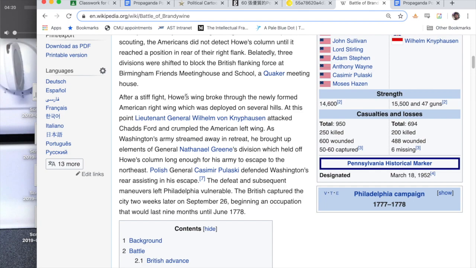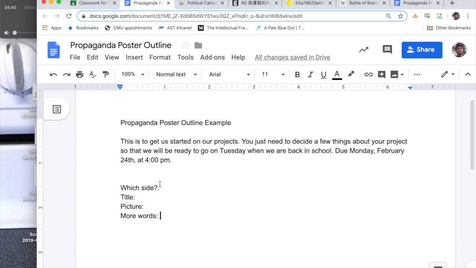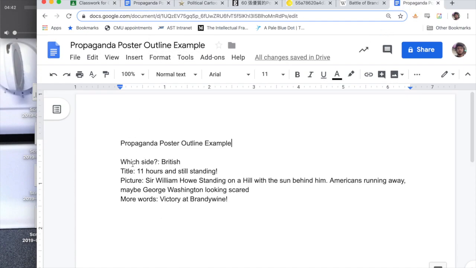After a stiff fight, Howe's wing broke through the newly formed American right wing, which is deployed on several hills, and they drive the Americans back. The British conquered the city 2 weeks later. So, I thought this sounds fine. I will start my poster about this. So if you look back at the original, which side? This would be for the British.